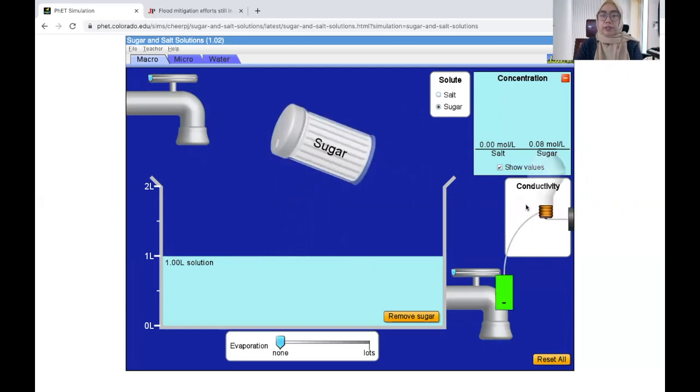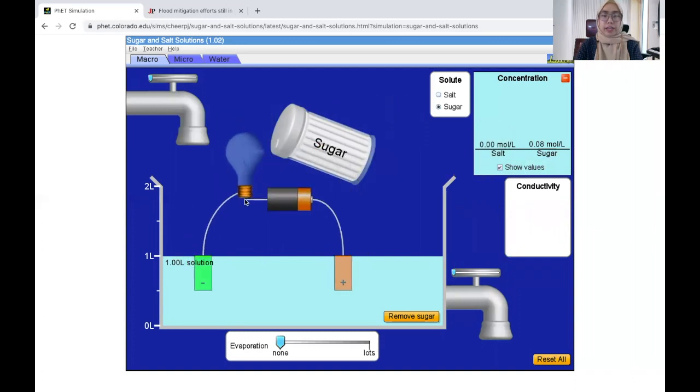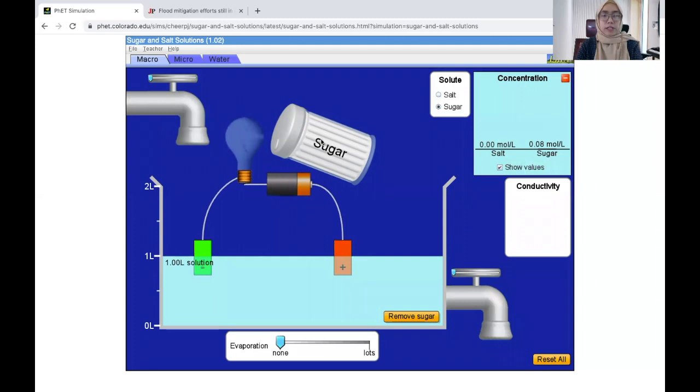Now we will try to go and check. Uh-oh. The lamp is off, so the sugar cannot conduct electricity.